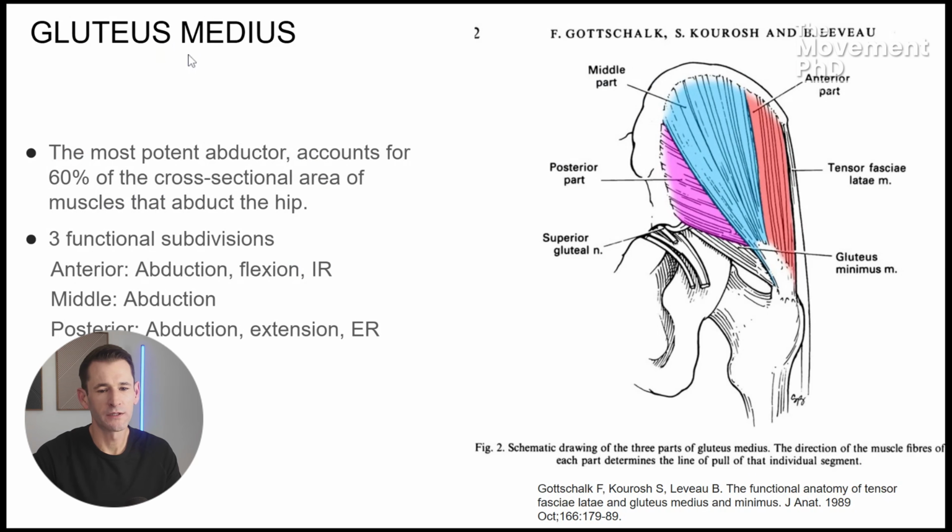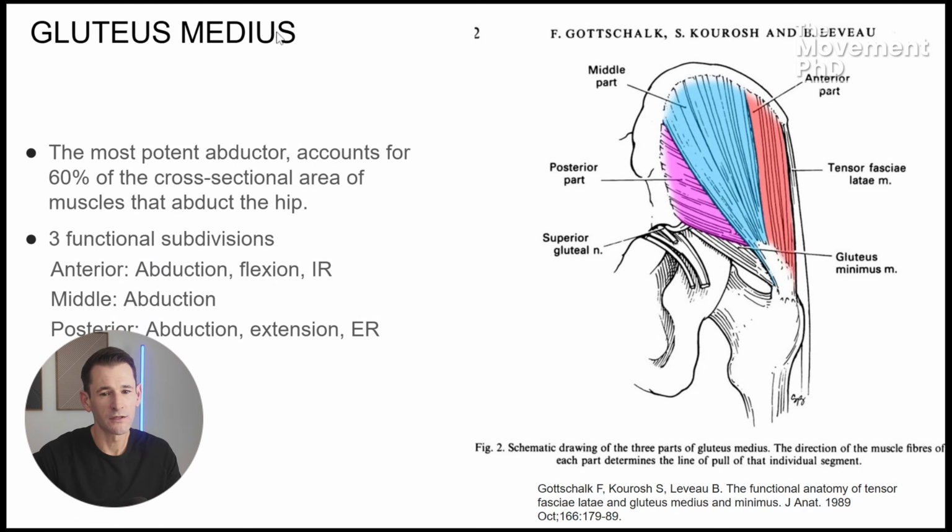Now let's talk specifically about that gluteus medius. Again, it's the most potent abductor. It accounts for 60% of the cross-sectional area of muscles that abduct the hip. And what's interesting and really important about our gluteus medius is that it has 3 functional subdivisions, or 3 heads. Our anterior portion is probably the smallest part of that gluteus medius. It's involved in hip abduction, hip flexion, and hip internal rotation.